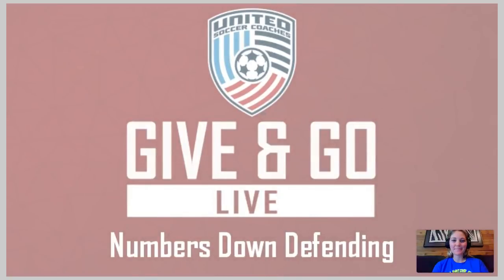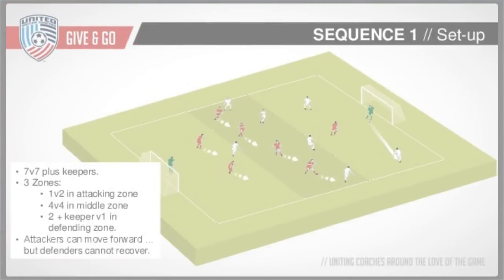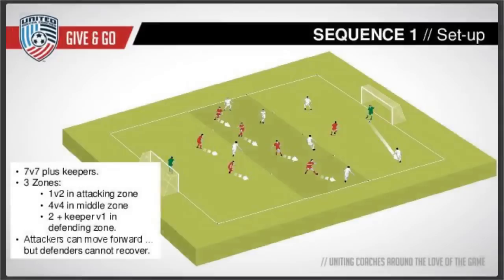Okay, Sam, so today's session is focused on defending, and it's called Numbers Down Defending. We're going to go through three sequences, looking at the setup and also the methodology. I'm going to start off by talking a little bit about the setup we have on the screen. We have a 7 versus 7 situation with two goalkeepers. The focus of this session is on the red players who are defending and the white players who are attacking and in possession of the ball. The white team are shooting in this direction, and the red team, of course, are defending.